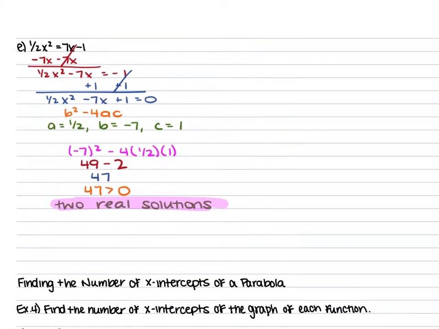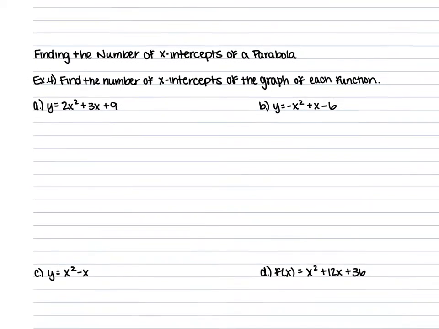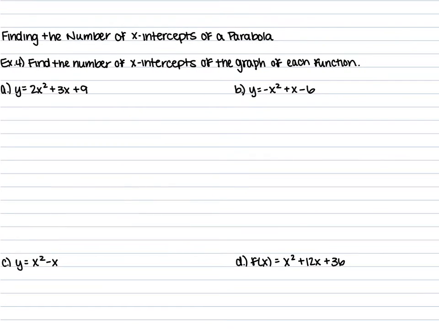For the next part of our lesson, we are finding the number of x-intercepts of a parabola. By doing this, we're going to be doing the same exact thing as we do when we find the number of solutions for these quadratic equations. The only difference is these are equal to y or f of x instead of 0. So we turn the y or the f of x into 0, and then we use the discriminant again in order to find out how many solutions we have. If we have 2 real solutions, that means we have 2 x-intercepts. If we have 1 real solution, that means we have 1 x-intercept. And if we have no real solutions, then we have no x-intercepts.